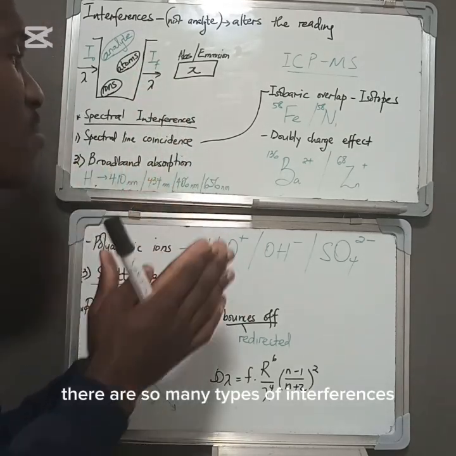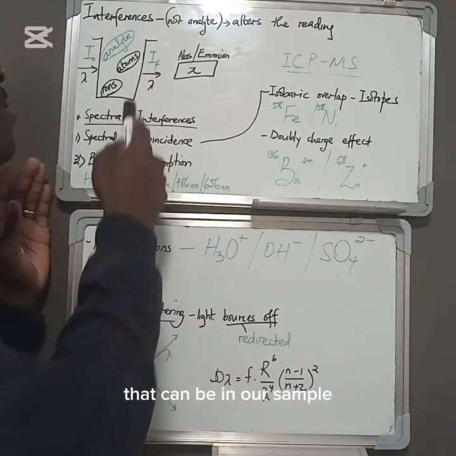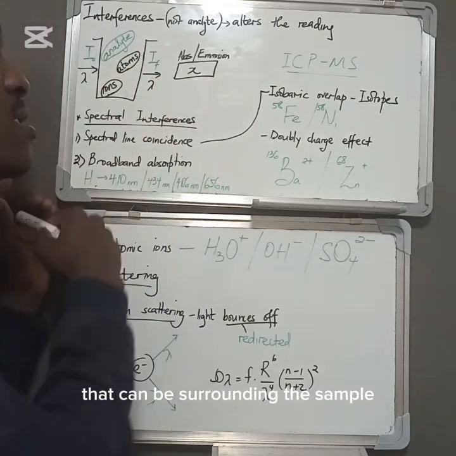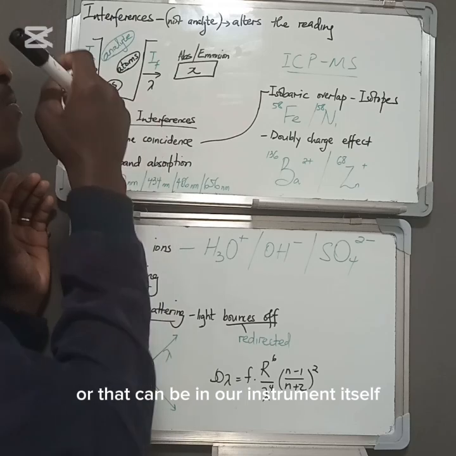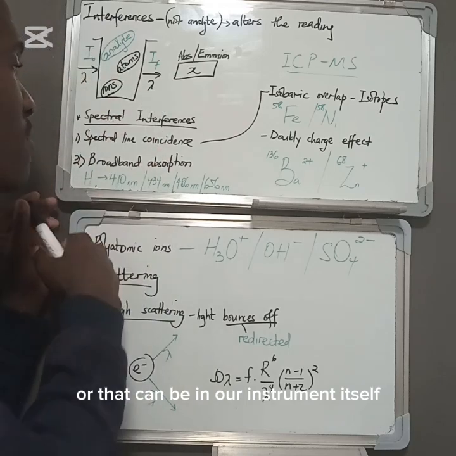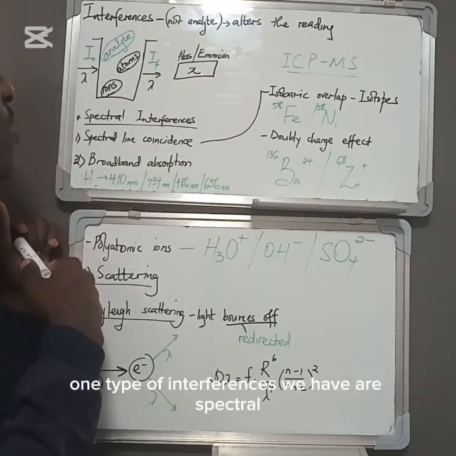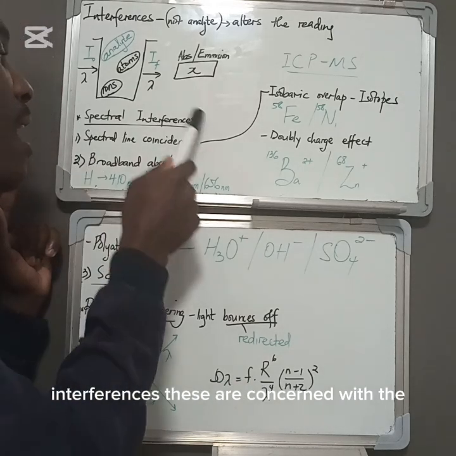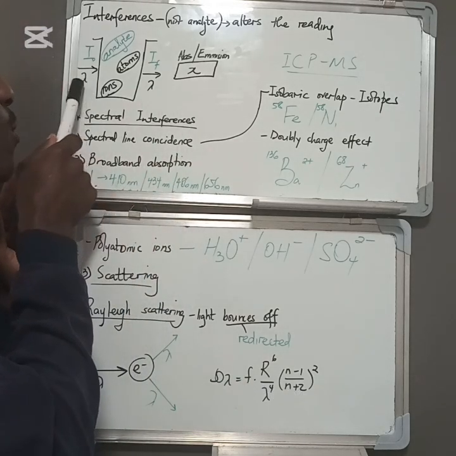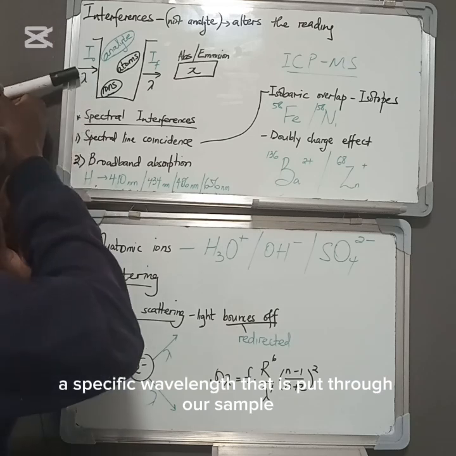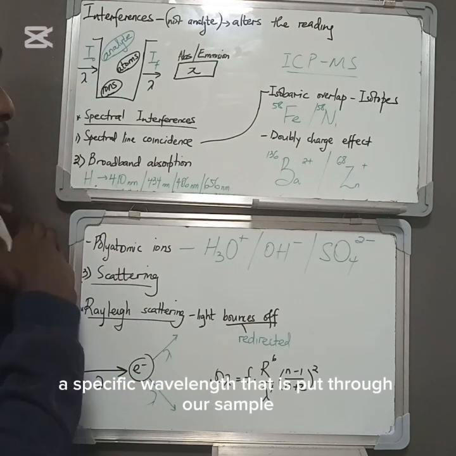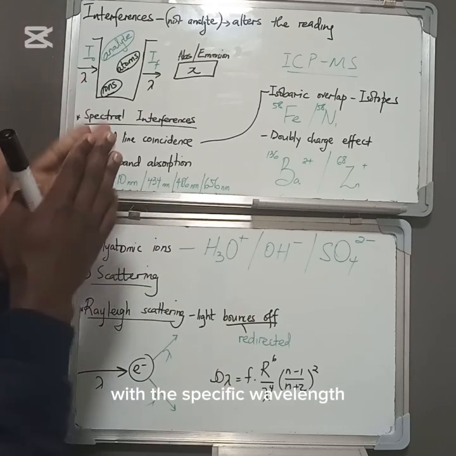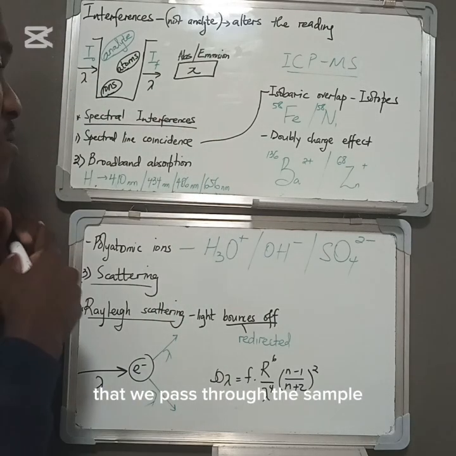There are so many types of interferences that can be in our sample, that can be surrounding a sample, or that can be in our instrument itself. One type of interference we have is spectral interferences. These are concerned with a specific wavelength that is put through our sample. So spectral interferences are only concerned with the specific wavelength that we pass through the sample.